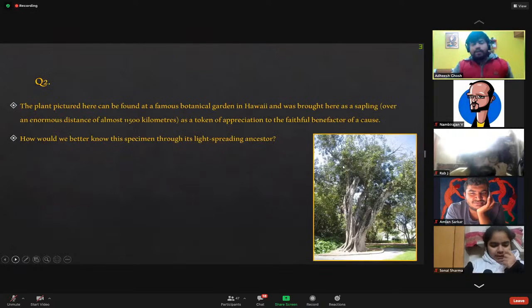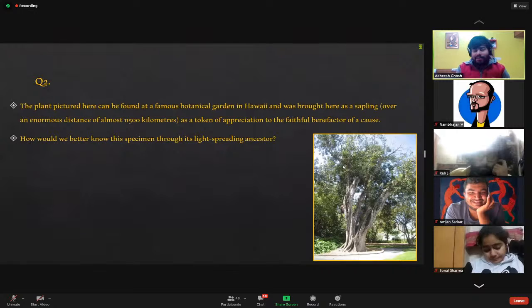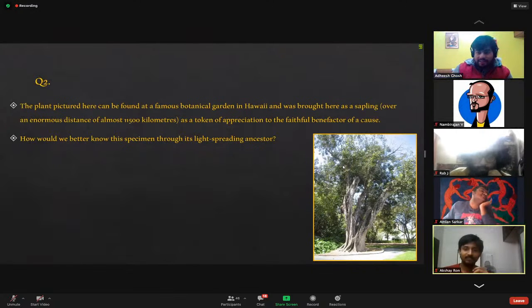Right. So the plant pictured here can be found at this botanical garden in Hawaii. It was given to the faithful benefactor of a cause. How would we better know this specimen? Through its light spreading ancestor. So there is a famous ancestor from which this plant was taken as a sapling and then planted here in Hawaii. So what is that? What is that original plant?